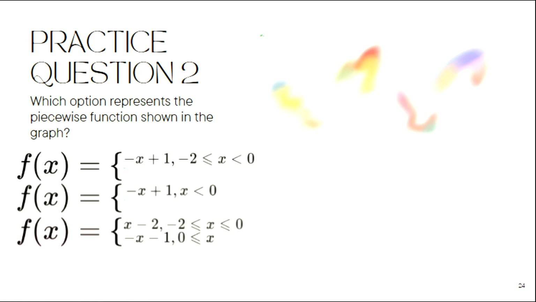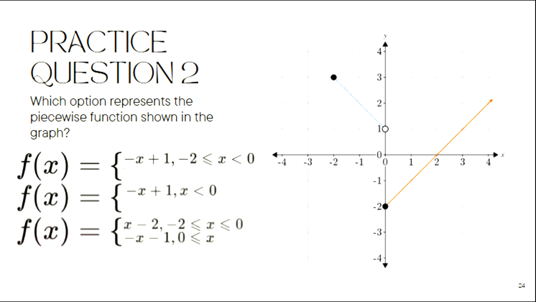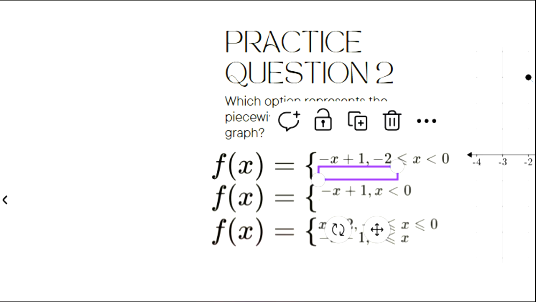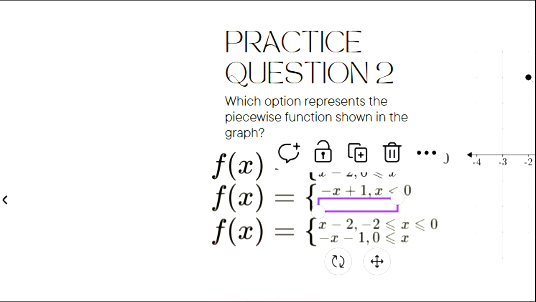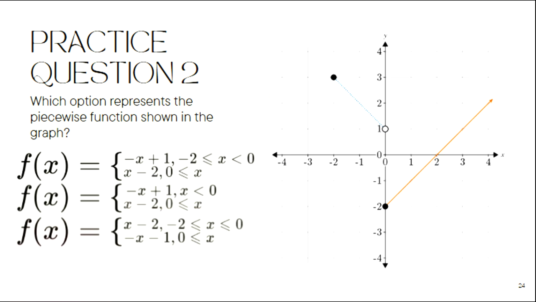Here is practice question number 2, and the graph's gone. I hate that it makes this hard for me. Practice question number 2, which option represents the piecewise function shown in the graph? Pause the video, figure it out, come back. Oh my gosh, it has all these things that are missing again. I don't know why it does this. It only does it sometimes. I haven't figured out what causes it. It's obnoxious. Anyway, there's all your formulas. Which one is the correct one? Pause it, figure it out, come back.